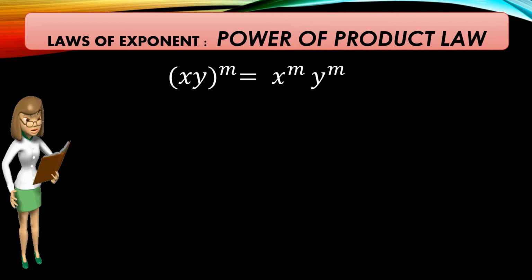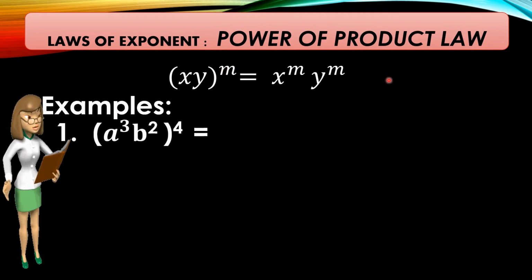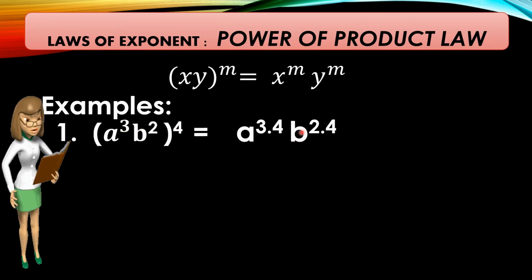The third law of exponent is the power of a product law. So we have xy quantity raised to m. You need to distribute the exponent. So we have x raised to m, y raised to m. Example number 1. A cubed b squared quantity raised to 4. So you need to distribute the exponent to each term. So we have a raised to 3 times 4, multiplying the exponents, b raised to 2 times 4. And our final answer is a raised to 12, b raised to 8.